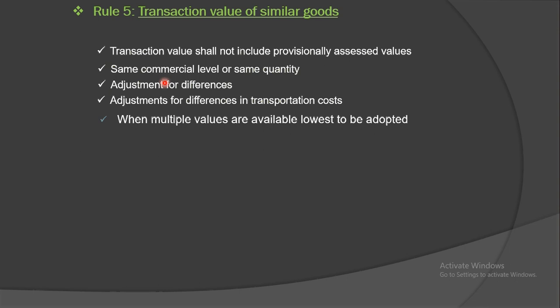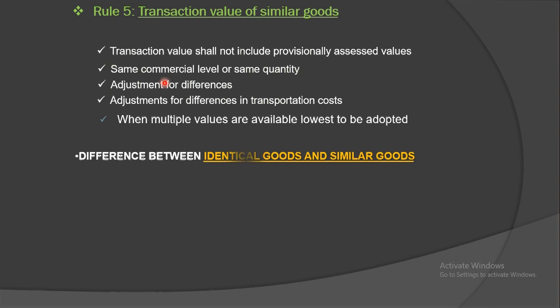We will also add any transportation cost. If there are any differences due to transportation cost, we will also adjust that to reach an equal commercial level. After all these adjustments, if we have two values, then we will take the lowest one, similar to identical goods.